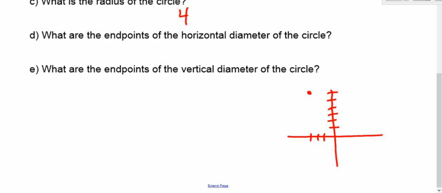That's our center. And then from there, we're going 4 units up, 4 units right, 4 units down, and 4 units to the left. So now we have our vertical diameter and our horizontal diameter.